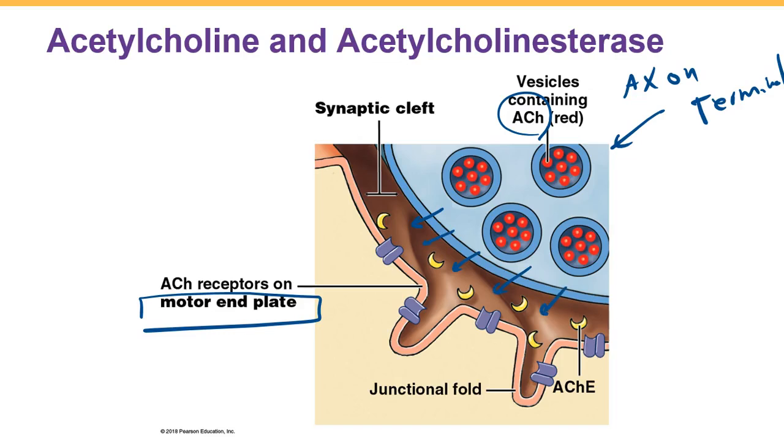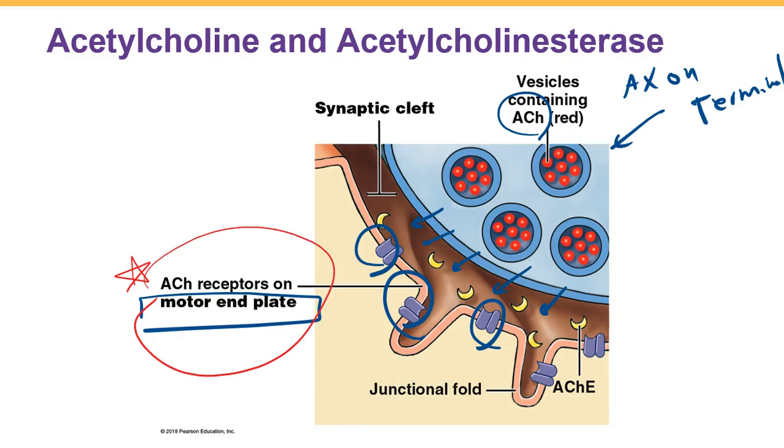On the muscle side, on the motor end plate, we have the receptors for acetylcholine, so we call these acetylcholine receptors. Make sure you know the acetylcholine receptors are found on the motor end plate, and the vesicles containing the acetylcholine are found on the axon terminal. When the acetylcholine is released into the synaptic cleft, it binds to the receptors on the muscle side and causes the muscle to get the signals to contract.